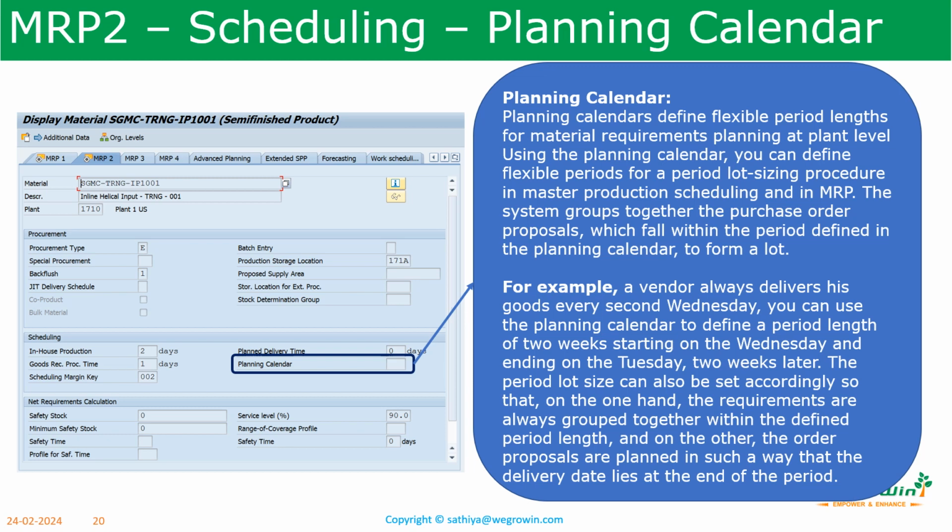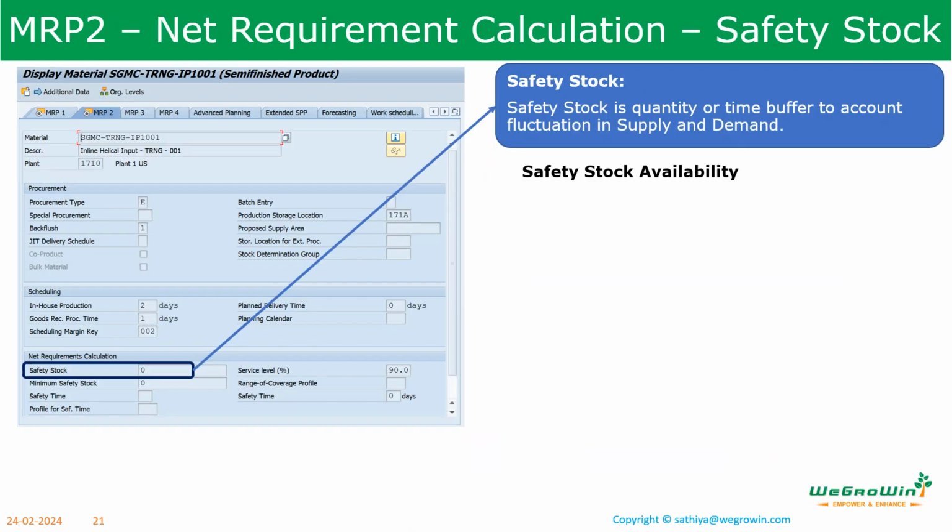There are many suppliers, no? They will tell you that they will release only on the second Wednesday, or they will deliver only on a specific date. So to have this kind of flexibility, the planning calendar can be used.